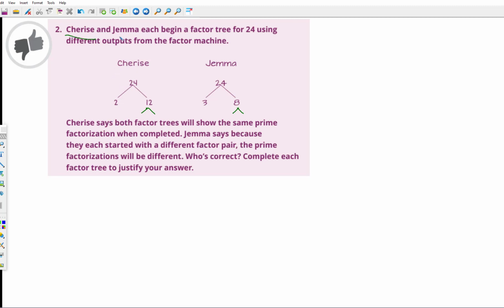Well, Sharice and Gemma both want to begin their factor tree for 24. Sharice said 2 and 12, and Gemma said 3 and 8 were her first starting point. Sharice said it doesn't really matter. We're all going to end up with the same prime factorization. But Gemma says that they're going to get a different factor pair because they start with a different factor pair. Who's correct? Why don't y'all complete both of these and see what that is?